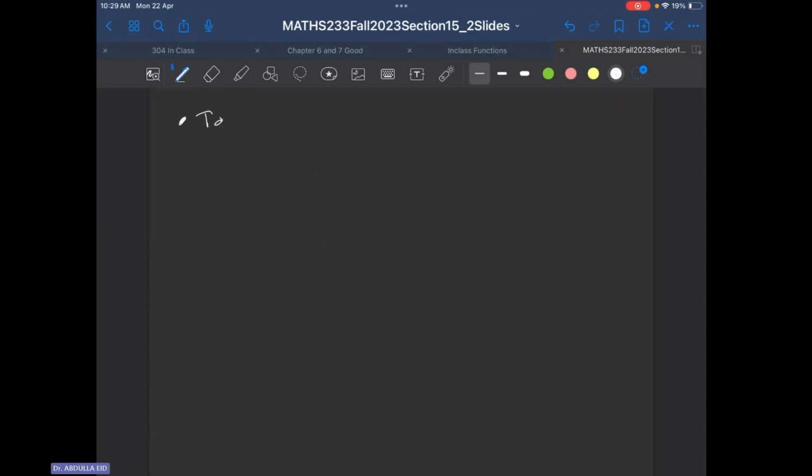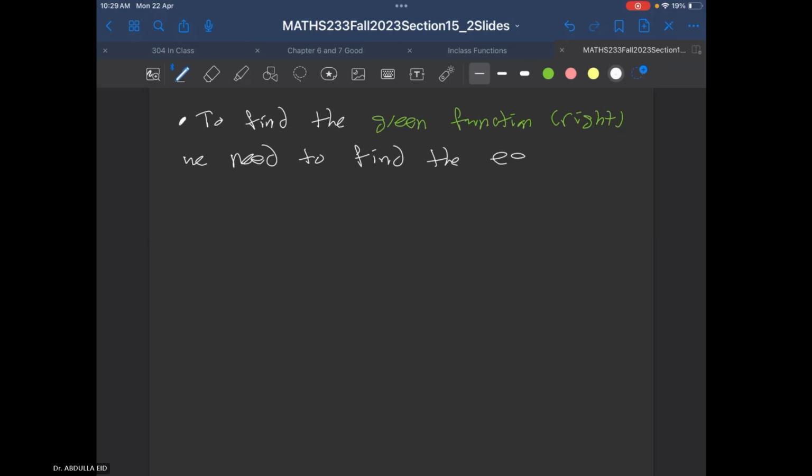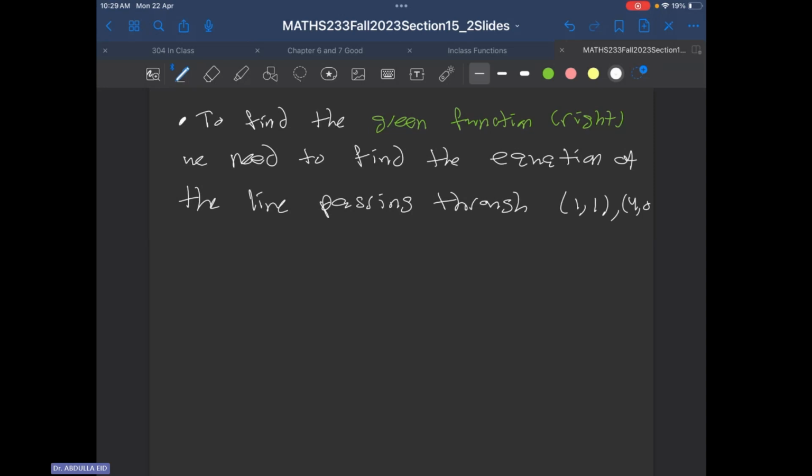Let me write it here as a note. To find the green function, which is the one on the right, we need to find the equation of the line. Which line? The line passing through 2 points, which are (1, 1) and (4, 0), because the line in green is passing exactly through those 2 points.